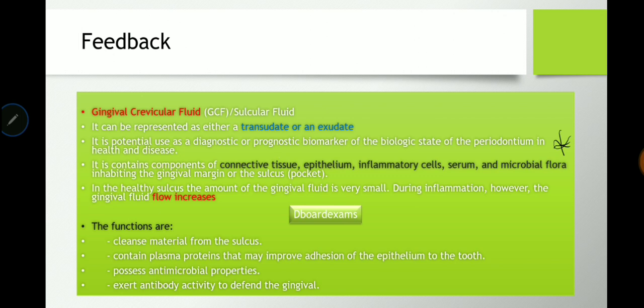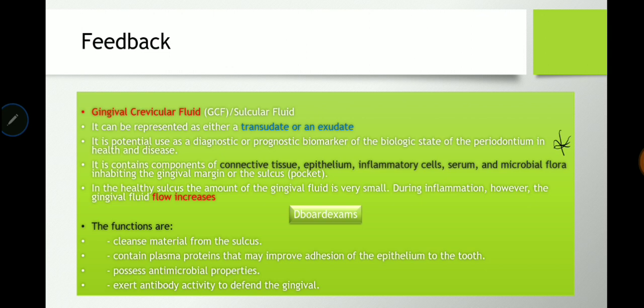In a healthy sulcus, the amount of gingival fluid is very small. That's very important. And then when you get inflammation, now you start getting some transudate, and if it's worse, you can actually get more of an exudate. You have to know the difference between a transudate and exudate. So during inflammation, however, the gingival fluid flow increases.